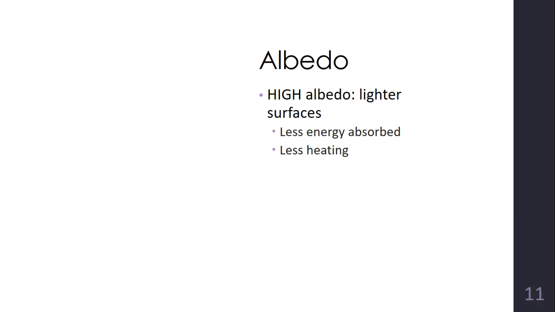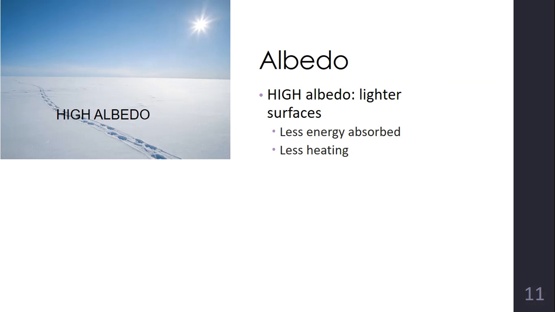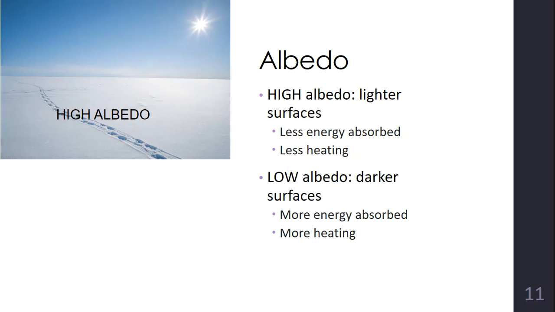And so again, with albedo, higher albedo is lighter surfaces, less energy is absorbed, so there's less heating. It's mostly being reflected. So snow has really, really high albedo, which is why if you go skiing and it's really, really sunny outside, the snow can make your sunburn so much worse because it's reflecting a lot of that light right back at you.